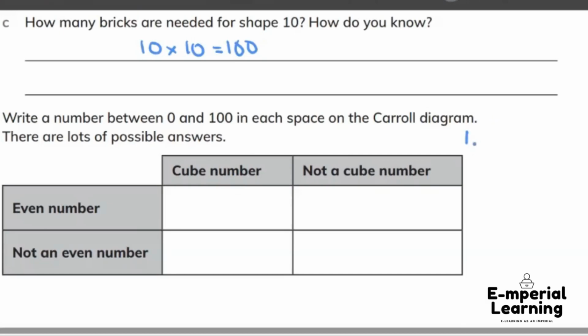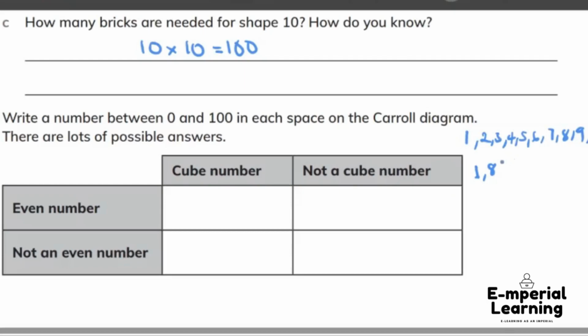So let's list the numbers, 1 to 10: 1, 2, 3, 4, 5, 6, 7, 8, 9, and 10. So the cube of 1 is simply 1 times 1 times 1. So that is 1. That's the first cube. The cube of 2 is 2 times 2 times 2. That's 4 times 2. That's 8.